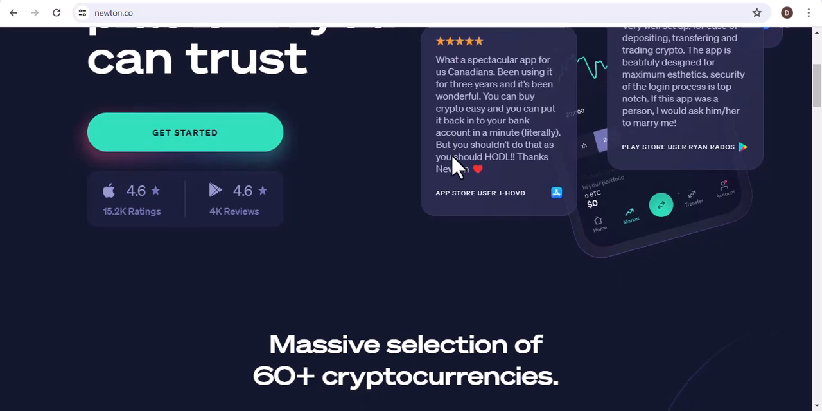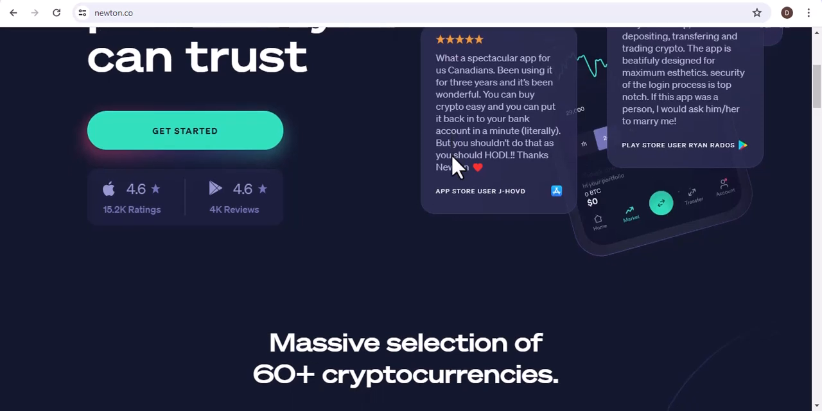Is there USDT in Newton? The answer is yes. USDT is available in Newton. You can buy, sell, and trade USDT on the Newton platform.